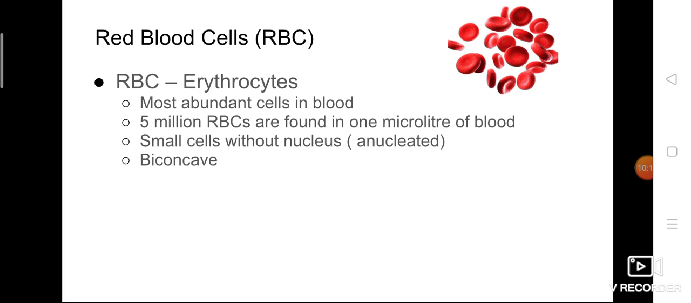So here the RBC picture is given. Biconcave. Concave means what? There is a small tapering, a small bend inside. Bi means if you check both sides of the RBC, in the center there you can find a tapering. That is, it is tapering towards the center. Hence they are biconcave. Both sides of the cells are concave.